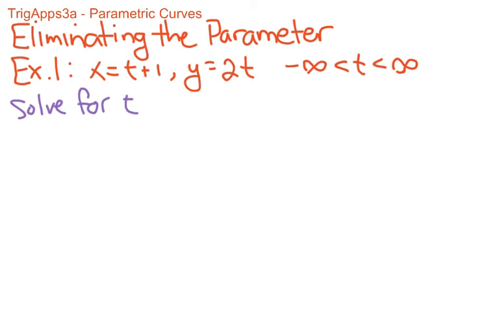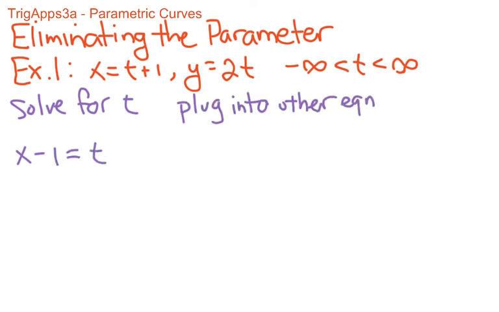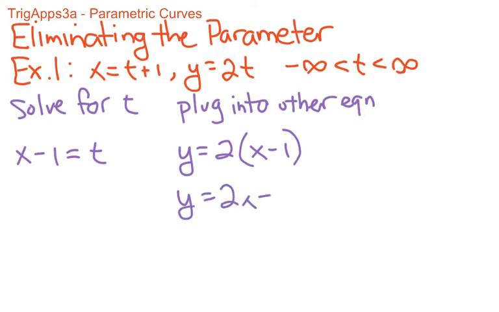Alright, so I'm going to do that, and I'm going to say x minus 1, I'm going to subtract 1 on both sides, is equal to t. And then I'll take that defined t, I'll take that x minus 1 and plug it in as t into the other equation. So now we have y equals 2 times t minus 1. Of course, that's 2 times x minus 1 because we're eliminating the parameter. Okay, so t is what I replaced in y equals 2t, so then I get y equals 2x minus 2.